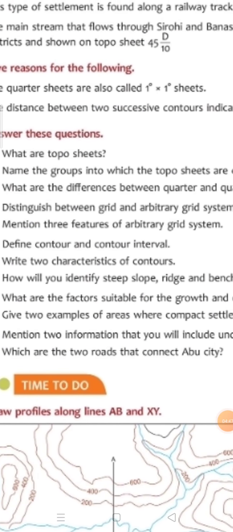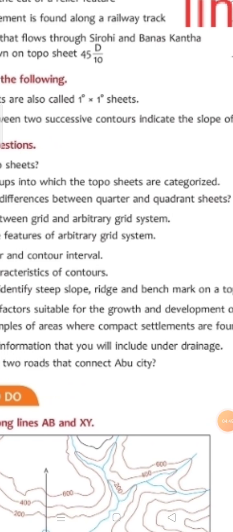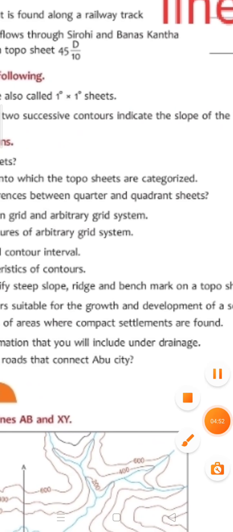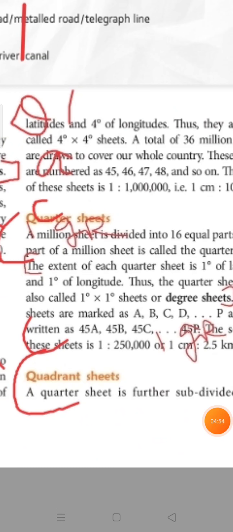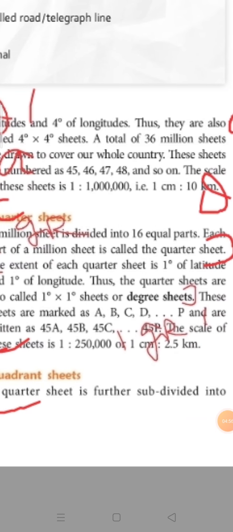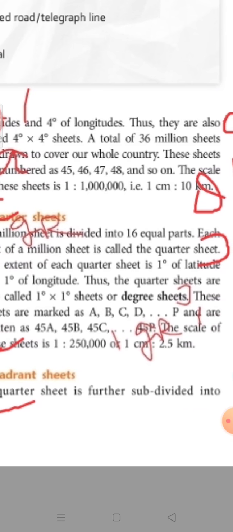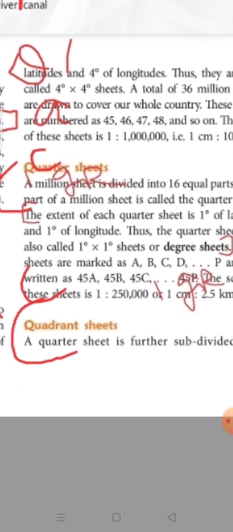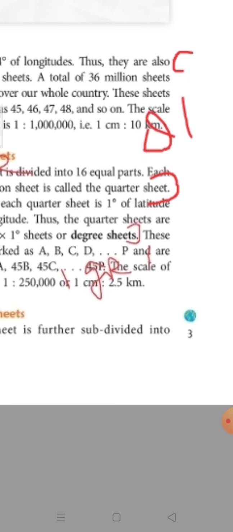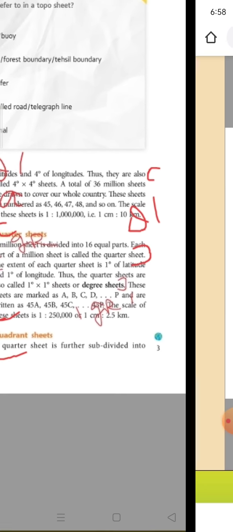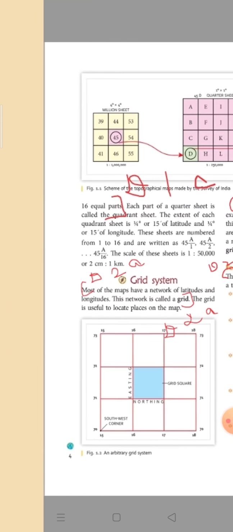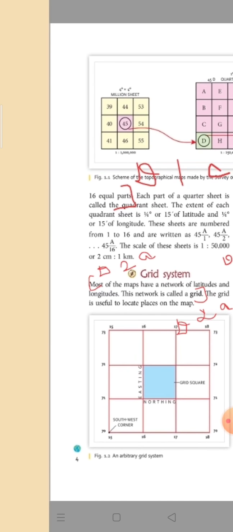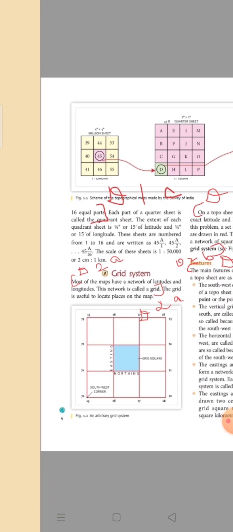What is the difference between quarter and quadrant sheets? You see, a million sheet is divided into 16 equal parts. Each part of a million sheet is called a quarter sheet. Then the quadrant sheet: a quarter sheet is further subdivided into 16 equal parts. That's enough.